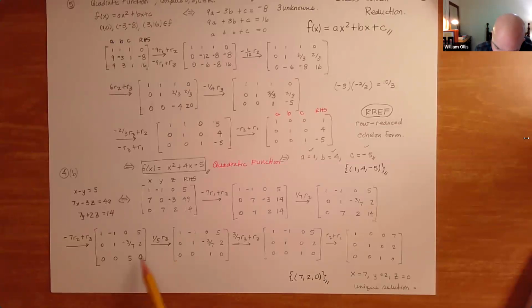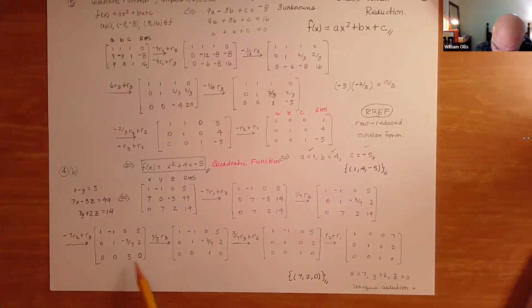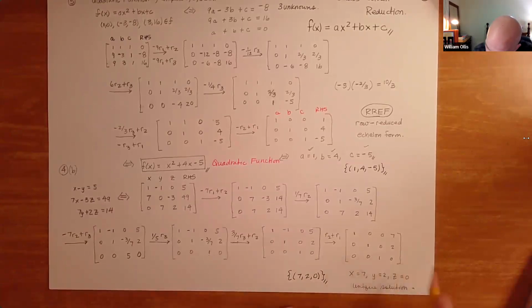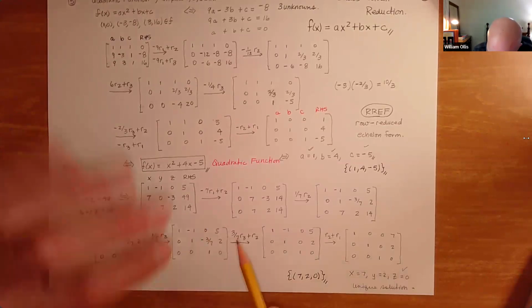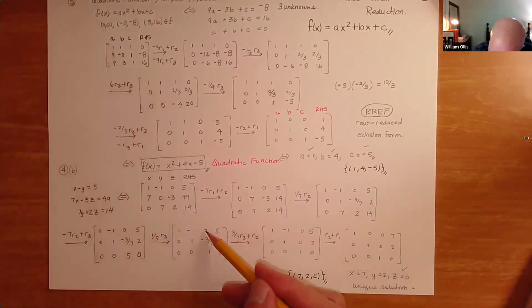So again, we have to multiply row 3 by 1/5. So no change, no change. 1/5 times 5 is 1 and the 0. So boom, just like we thought right here, z is 0. We already have that right there. That's done. Bottom row, z equals 0. That's it.